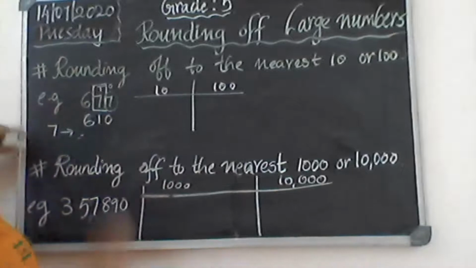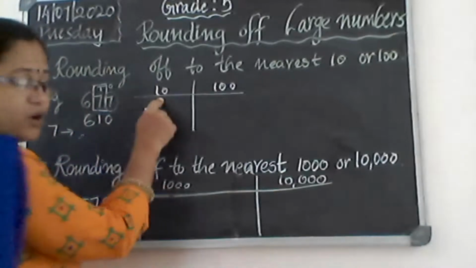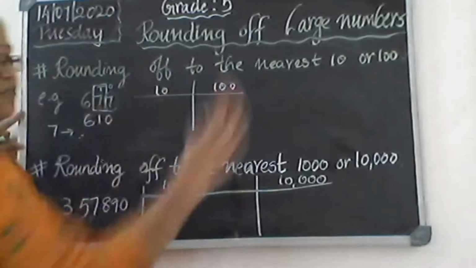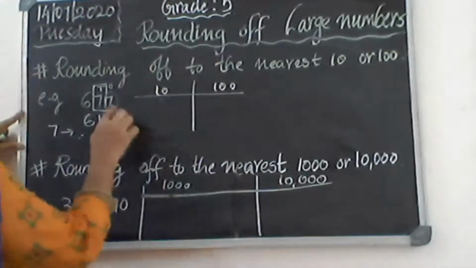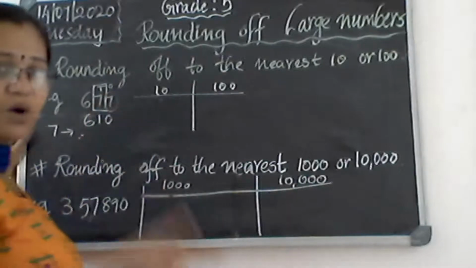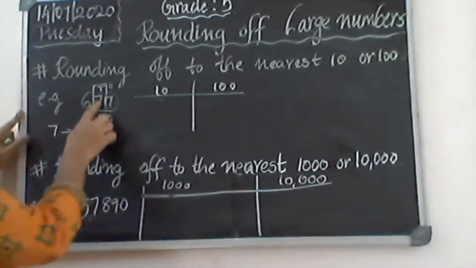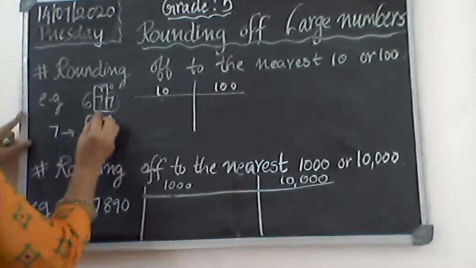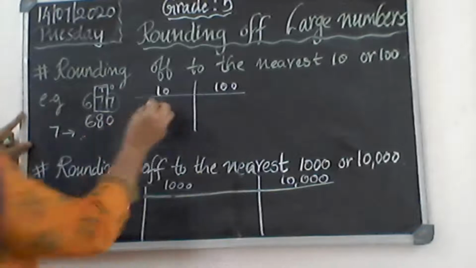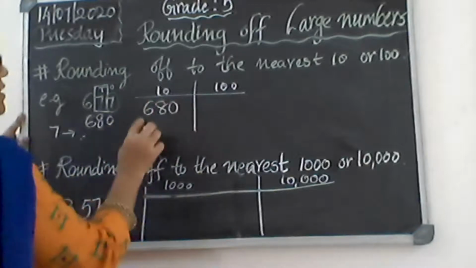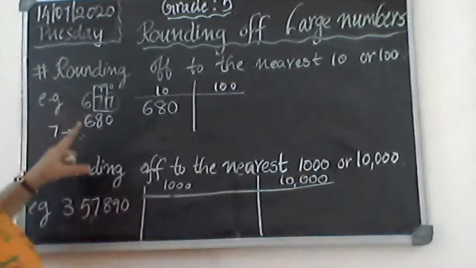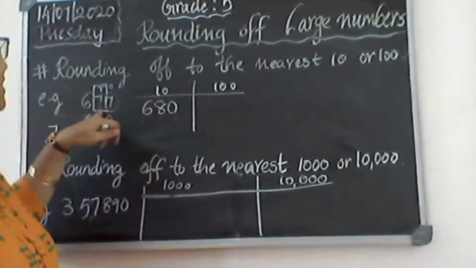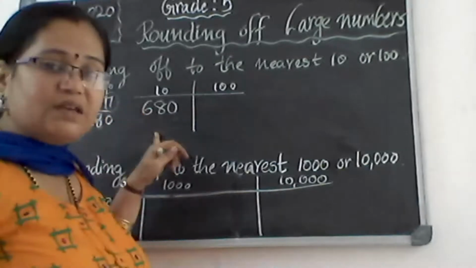Once again, when we want to round off to the nearest 10, you underline the digit and look at the digit to the right of it. If it is greater than 5 or equal to 5, you have to increase this digit by 1. If you increase this 7 by 1, it becomes 8. So what is our rounded off number? 680. How do we write this statement? 677 when rounded off to the nearest 10 is 680.